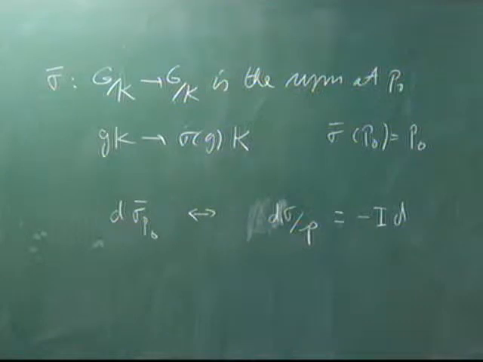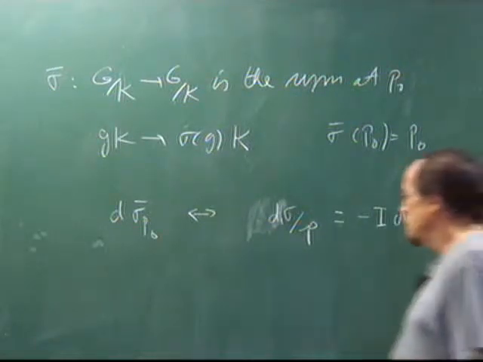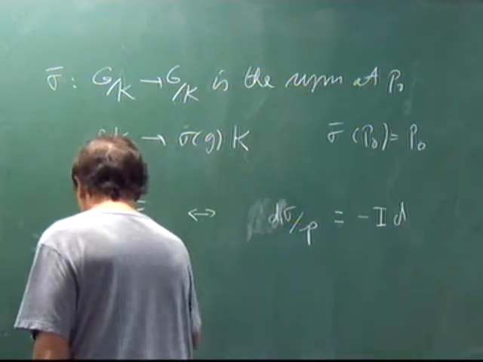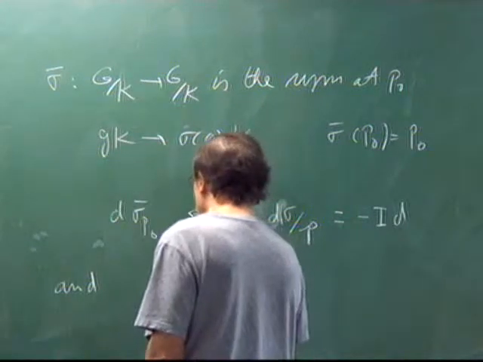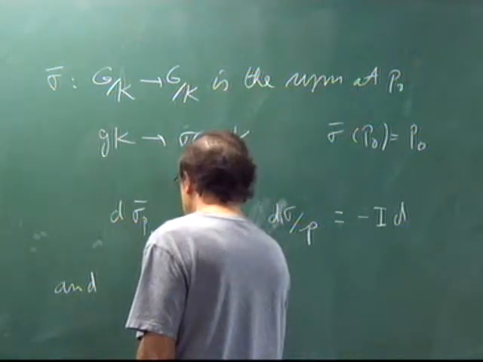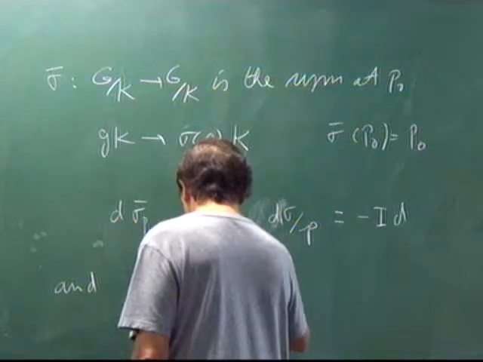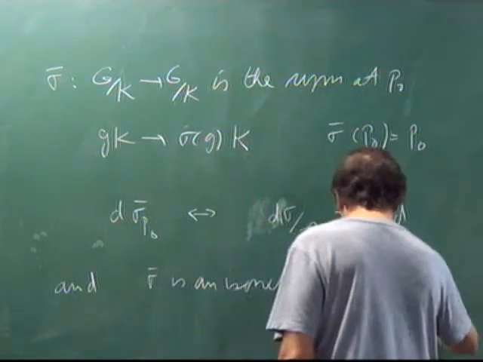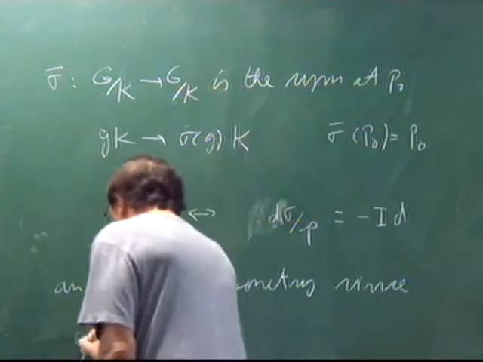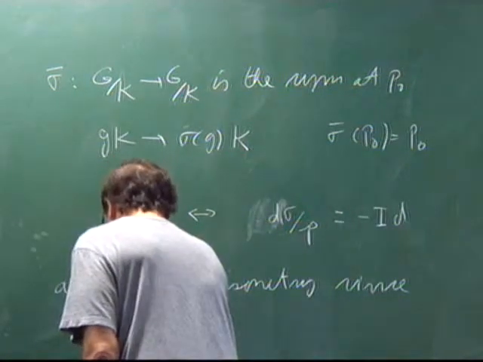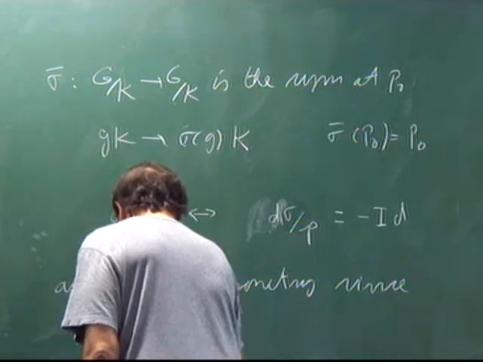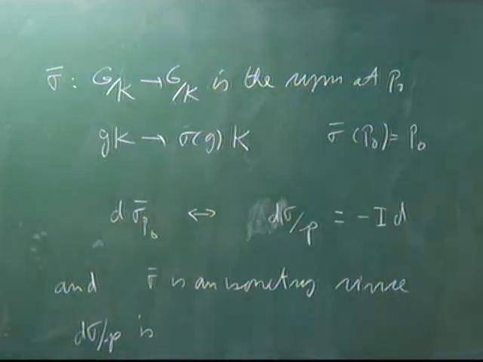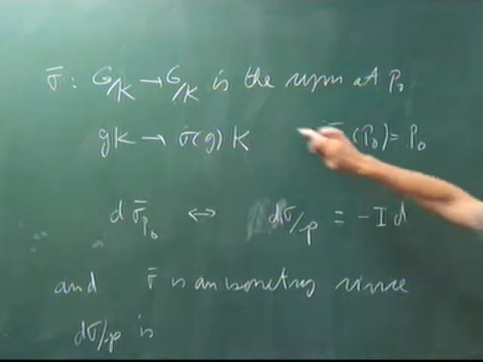Okay, so that's what I want for symmetry. And sigma bar is an isometry, since d sigma at the point P naught is an isometry. So it's an isometry at one point. Now I want to say it's an isometry at all points.